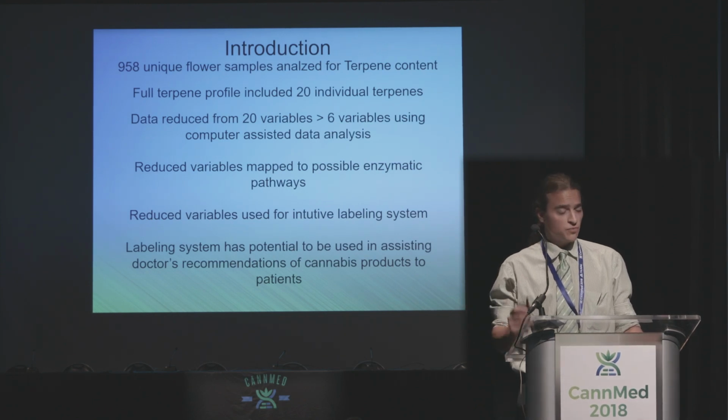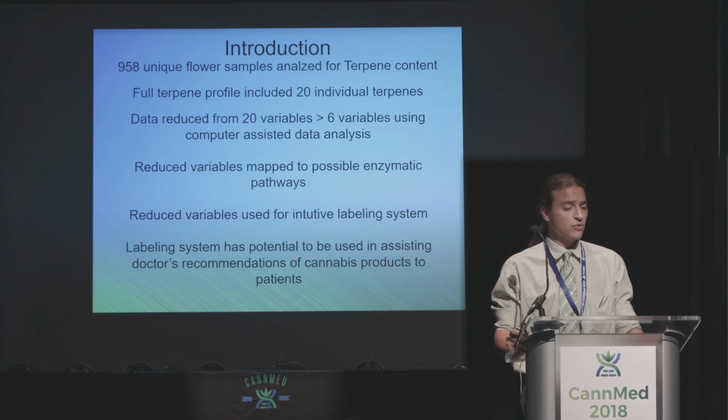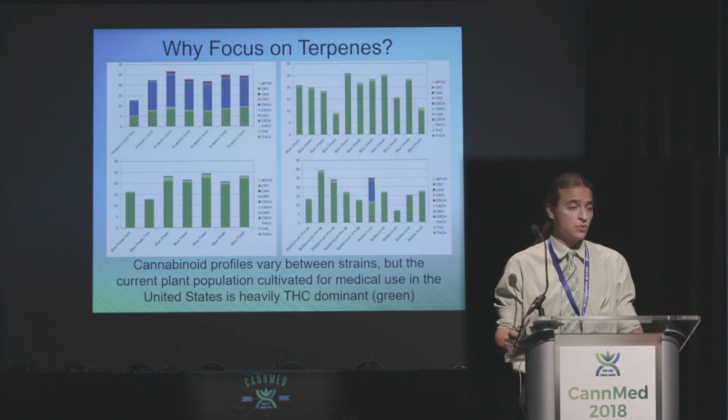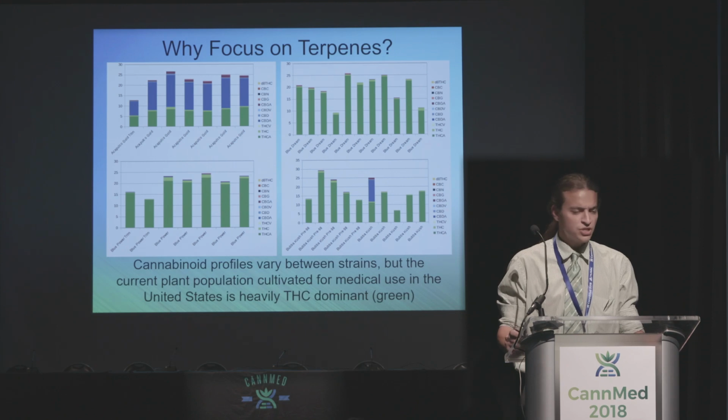And additionally, hope for the future is that this reduced 6 variable group that can describe the terpene profile can assist medical doctors in recommending or maybe even one day prescribing cannabis strains to patients based on their disorder. So why are we focusing on terpenes? Just a real quick overview.